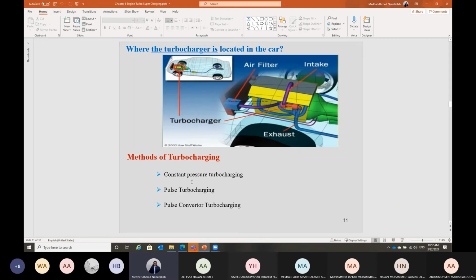We have either a constant pressure turbocharger, or a pulse turbocharger, or we can have a combination between them, which is called the pulse converter turbocharger.